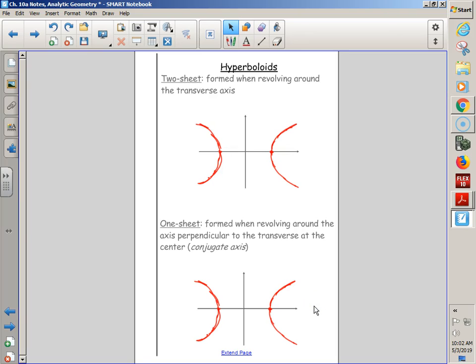Transverse. What did I have you guys write next to transverse? Through. Good. Through the curves. So which axis goes through the curves, guys? Horizontal or vertical? Horizontal. So if I'm revolving around, in this case, the horizontal, I'm going to extend it just a little bit, just to make it easier to see.